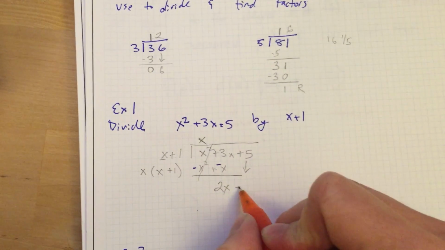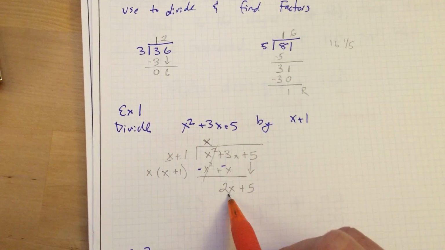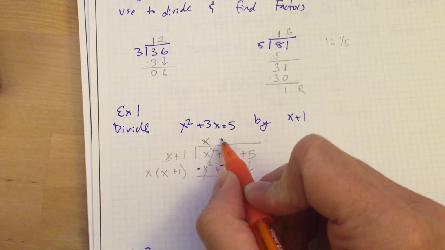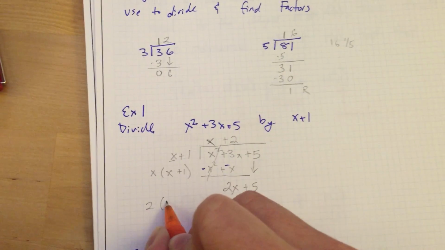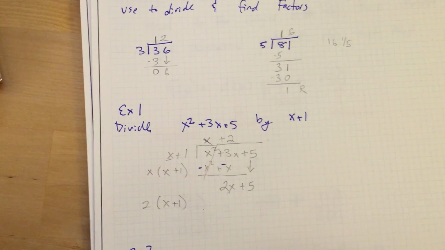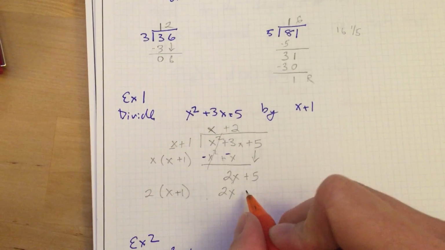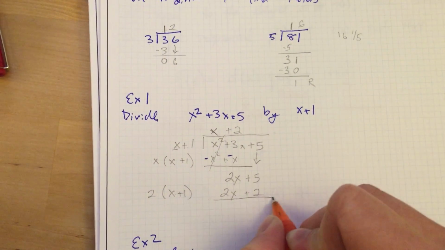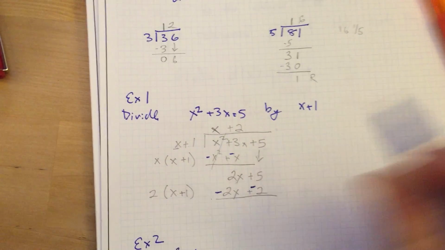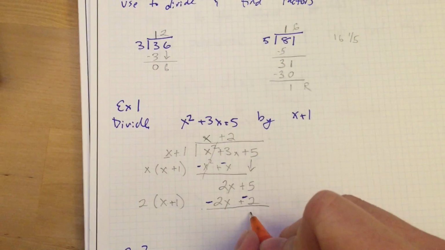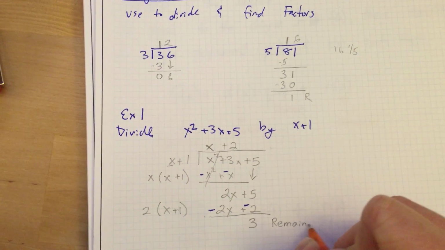Bring down the plus 5, so don't forget the positive with that 5. And again, ask yourself, what do you multiply x by in order to get that 2x? Hopefully you all said a positive 2, so we're going to put a positive 2 there. And then again, I'm going to multiply a positive 2 by that x plus 1. We're going to multiply that 2x out, and 2 times 1 just gives us a positive 2. And you're looking at this problem and thinking, well, I know that the 2x's will cancel out when I subtract those, but the 5 and the 2 will not, leaving you with a 3, right? So this is your remainder.